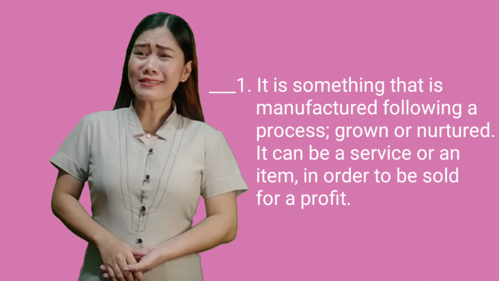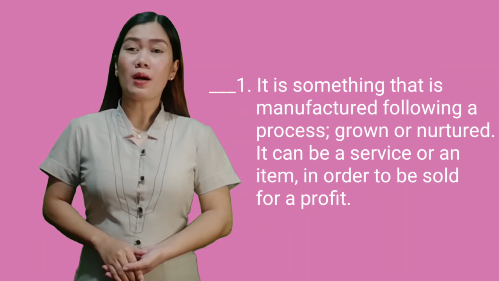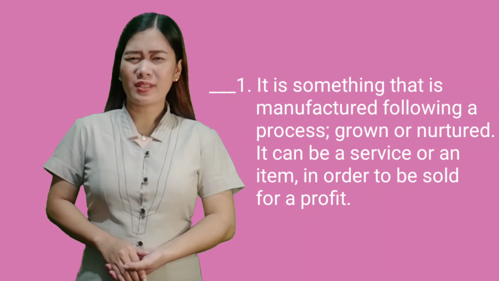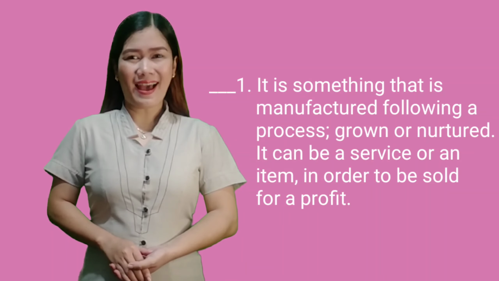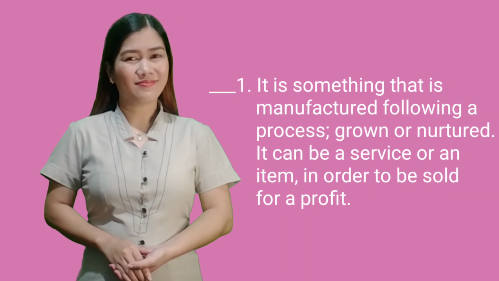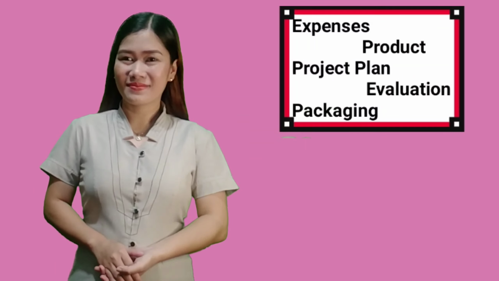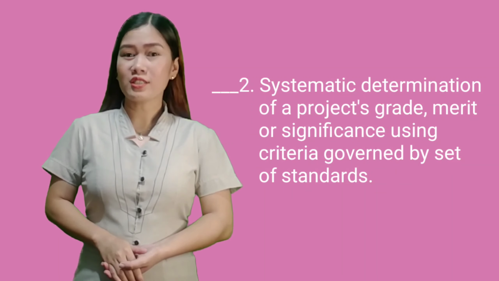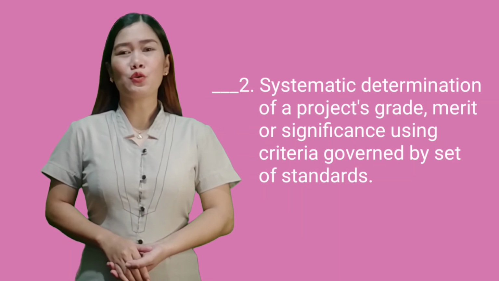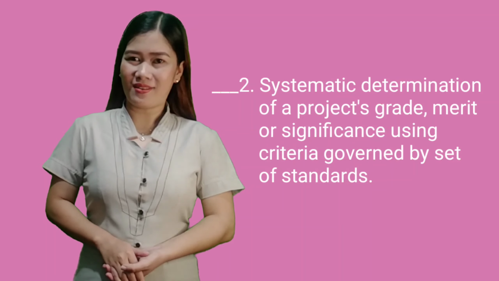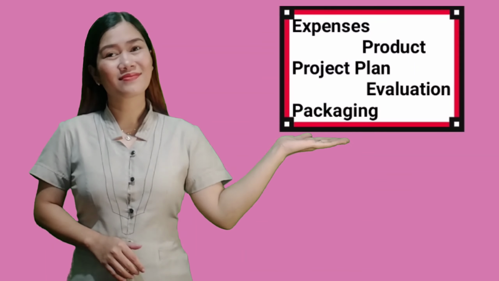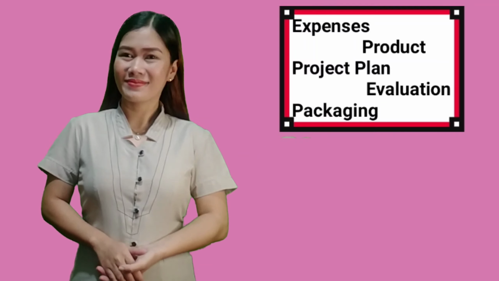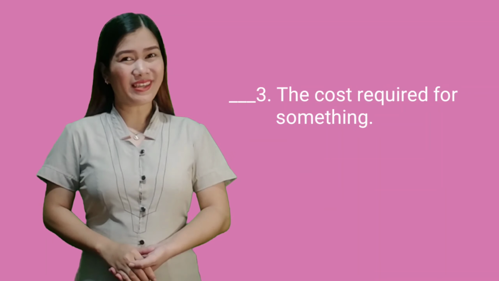Number 1. It is something that is manufactured following a process, grown or nurtured. It can be a service or an item in order to be sold for a profit. What is it? Number 2. Systematic determination of a project's grade, merit, or significance using criteria governed by a set of standards. Number 3. The cost required for something.